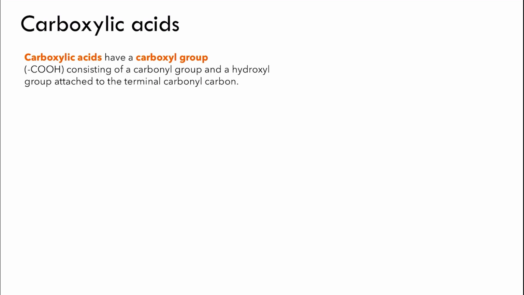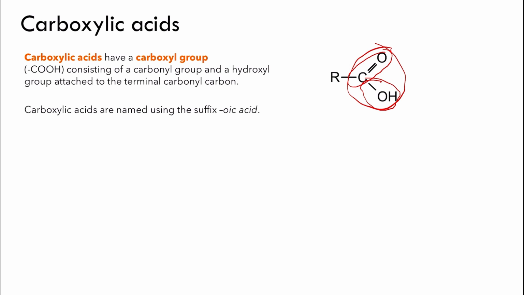Carboxylic acid is the fourth homology series you need to learn about, and carboxylic acids have the carboxyl functional group. The carboxyl functional group consists of a carbon with a double bond with an oxygen and also connected to an OH group. So this as a whole is called a carboxyl group. Carboxylic acids are named in the same way, where the prefix refers to the number of carbon atoms in the carboxylic acid, including the carbon that has the carboxyl group. And then we have the suffix oic acid.